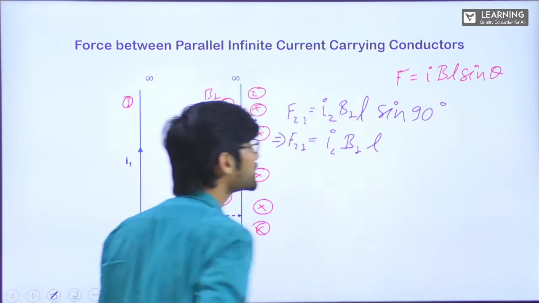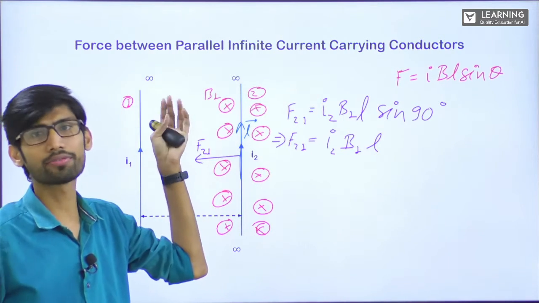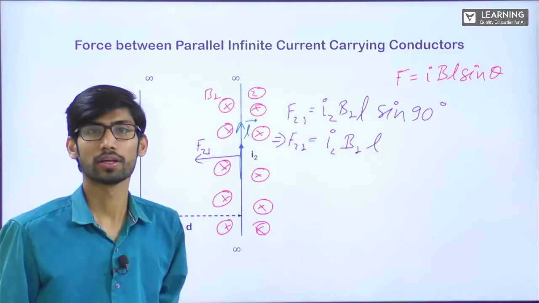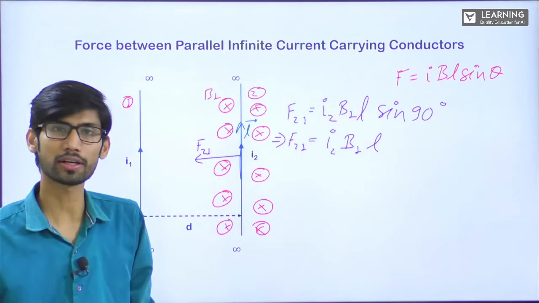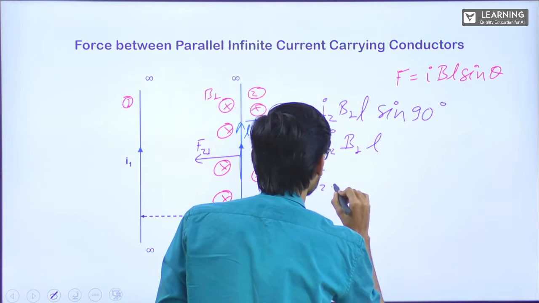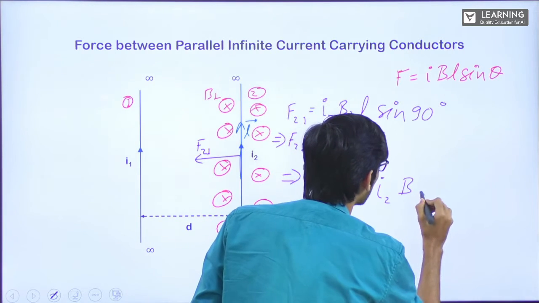Now as I told, since this is an infinite wire, the length is infinite, we cannot find out force on the complete wire. We will be finding force per unit length. On a unit length, how much force is there, that we will find out. That means if I divide by L, this force per unit length is equal to I2 into B1, correct?